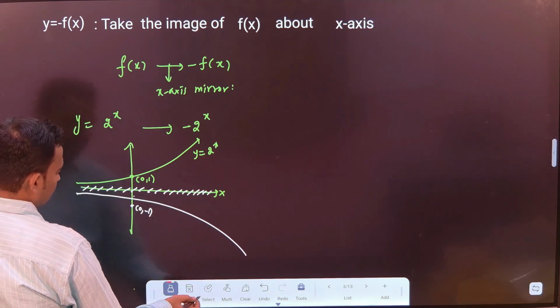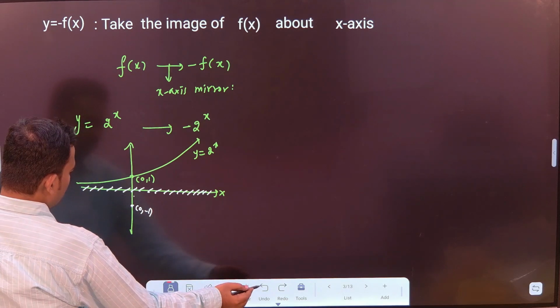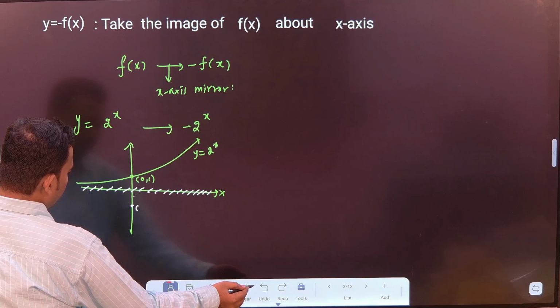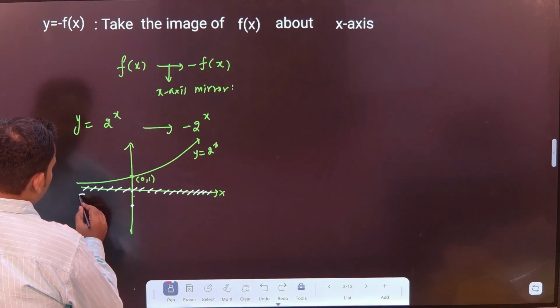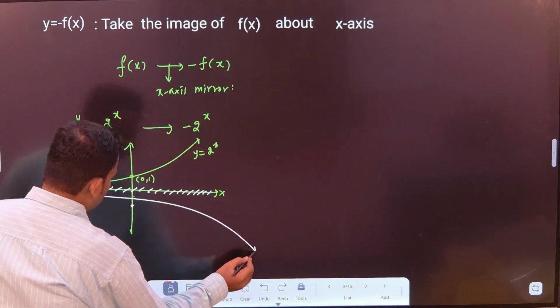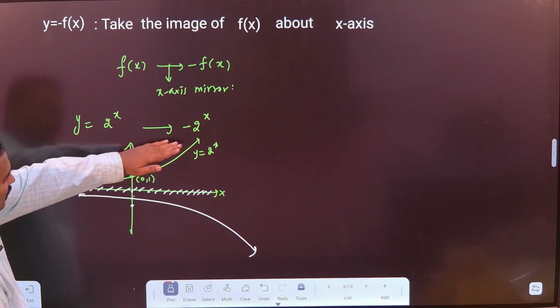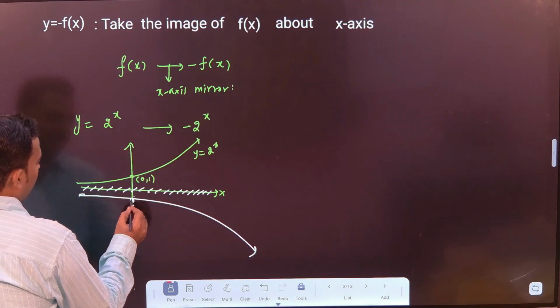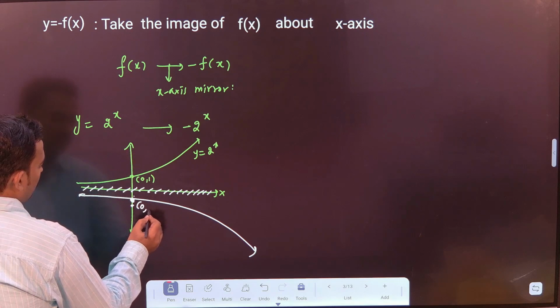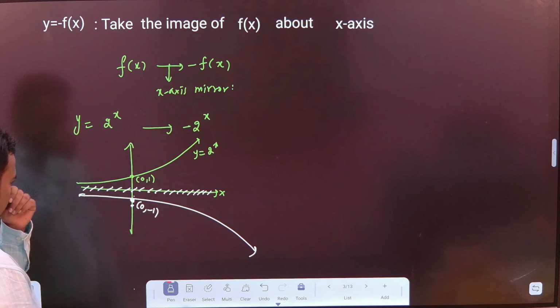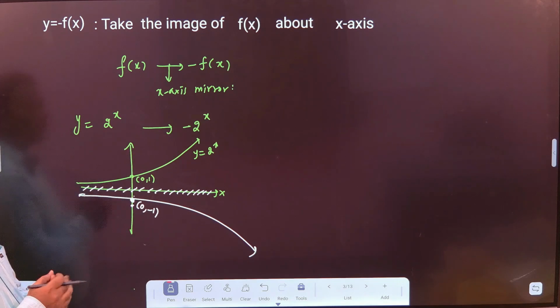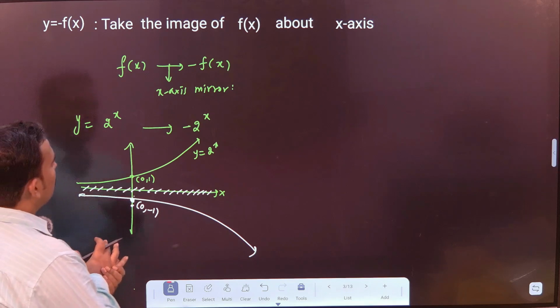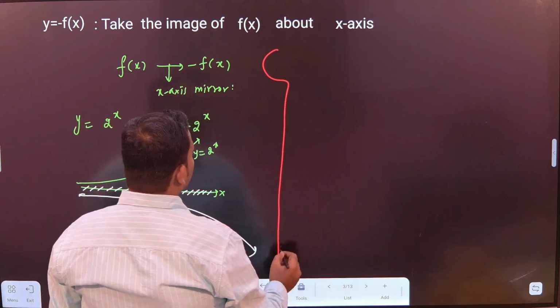You can take 1 minute. Just the x-axis as the mirror. Like this you can take. Whatever the above portion is, it is reflected like this. This point you can take as 0, minus 1. Understand? Okay.